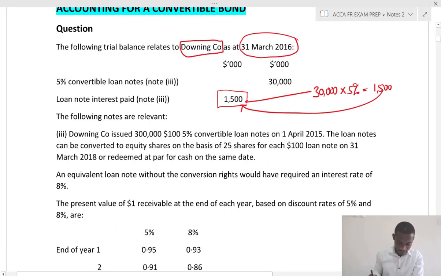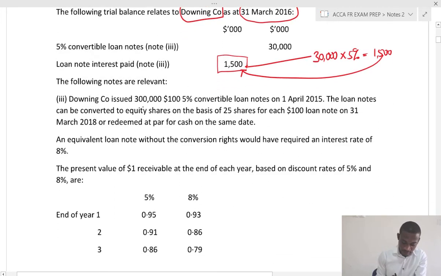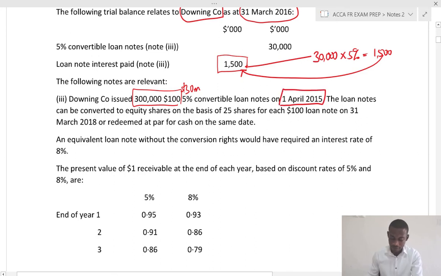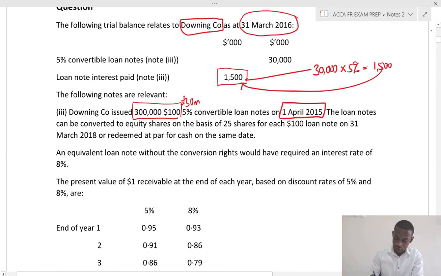Now let's look at additional information. Downing Co. issued 300,000 $100, 5% loan notes. So that is how come you have the 30 million, because when you multiply 300,000 times 100, you get 30 million. On 1st April 2015, again, you need to reconcile this to the year end, and that is a full year. So the start, 1st April 2015 to 31st March 2016, gives you 12 months.